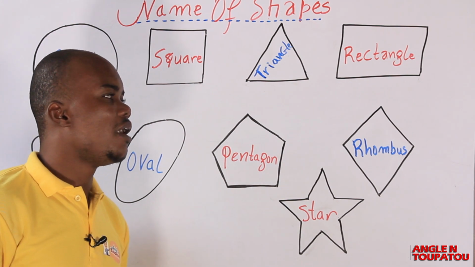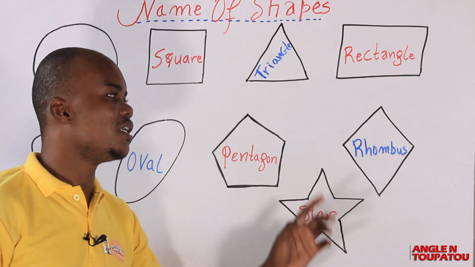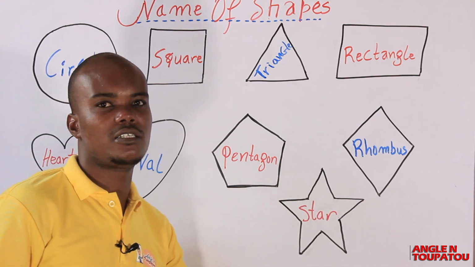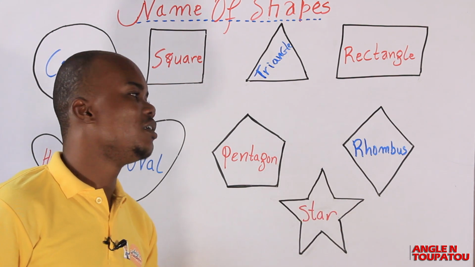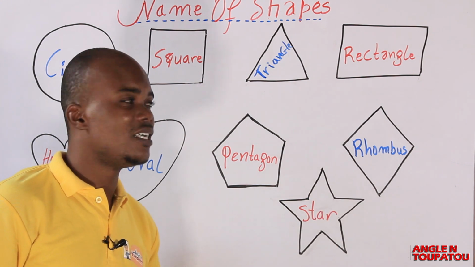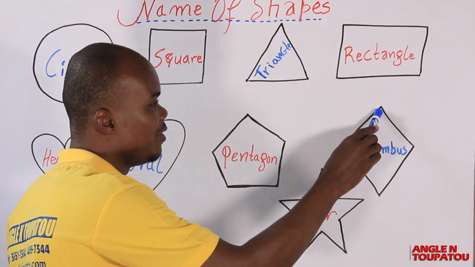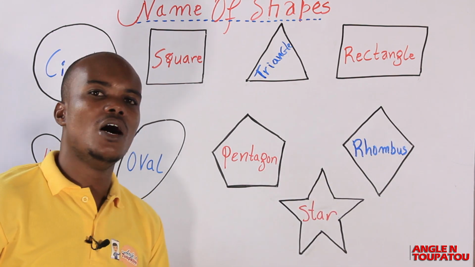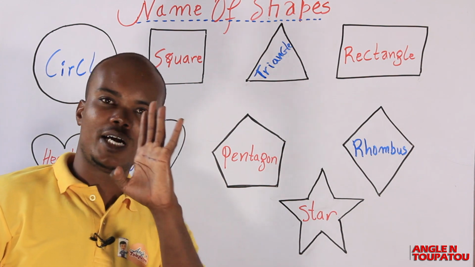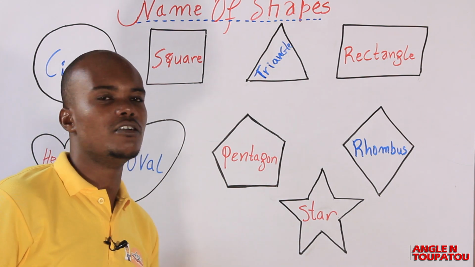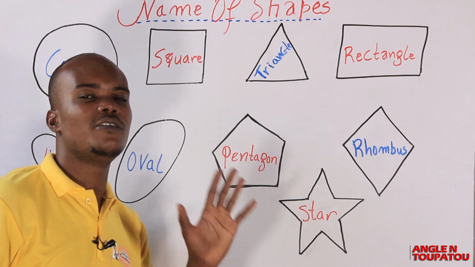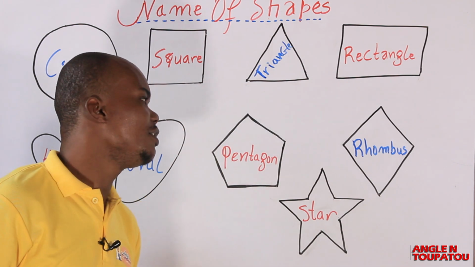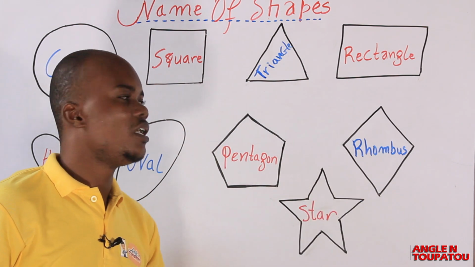After the pentagon, I have rhombus. You see rhombus? One angle, two angles, three angles, and four angles. Okay, a rhombus has four angles. But a pentagon has five angles.